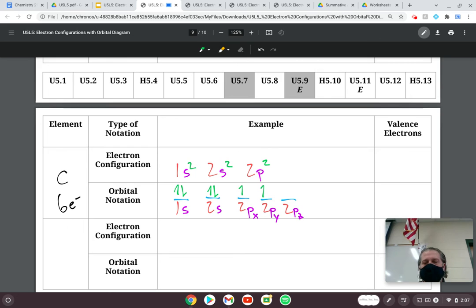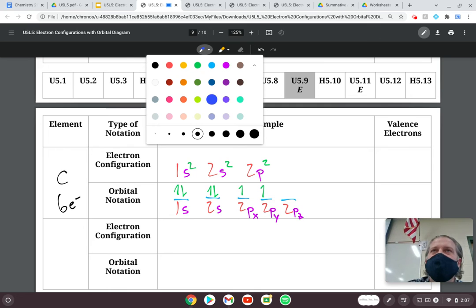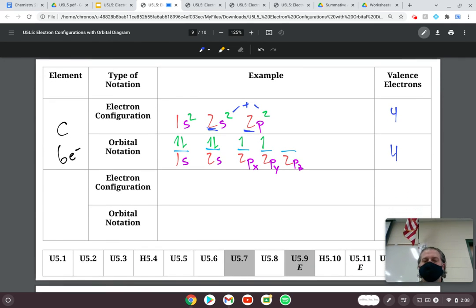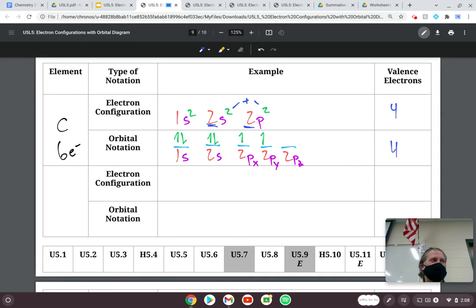Now, what is the biggest energy level here? The biggest energy level is 2, and it happens to show up 2 times. So how many electrons are in the biggest energy level? 2 plus 2, right, would give me 4. Yeah. Okay. Questions about this so far? All right. Now.